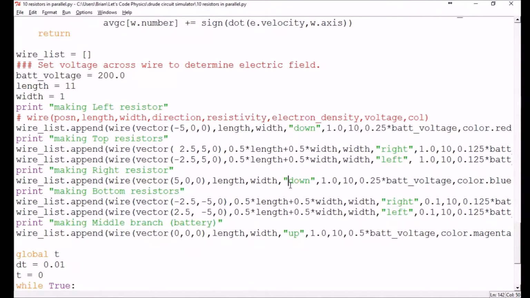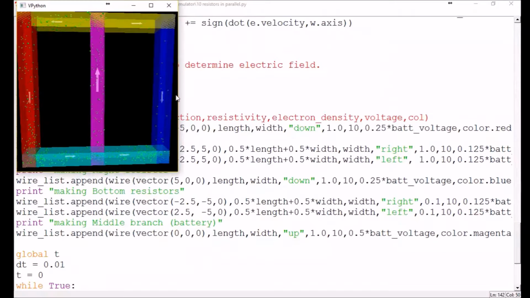Down here, this is the right resistor, the one in blue. It's symmetric to the one across from here, so it gets a quarter of the battery voltage. And these two are symmetric to the top, and so they get 1/8 of the battery voltage. Then the middle branch is where we're saying that the battery is located. It's kind of an artificial thing because the battery is not an object in this model. So we've got a resistance in here that's taking up half the battery voltage.